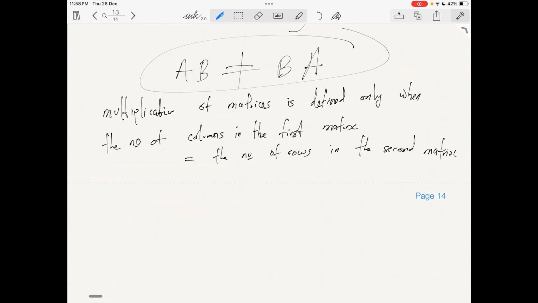In our next video, we'll be talking about determinants of matrix, and also transpose of matrix.